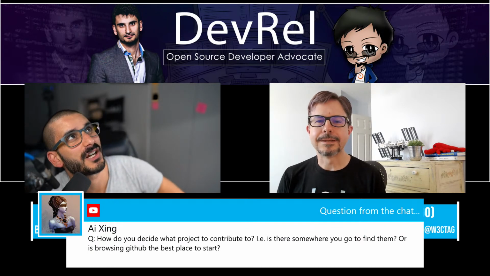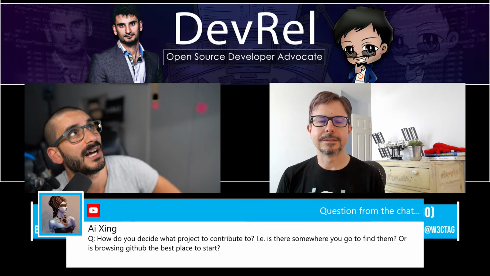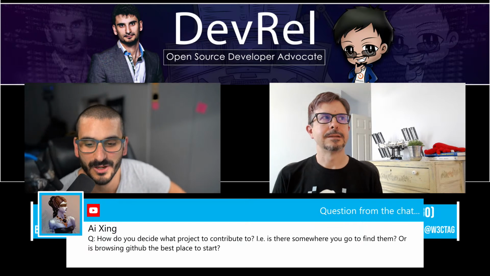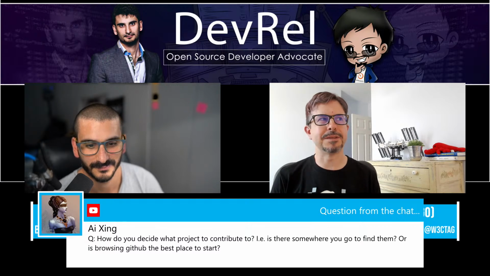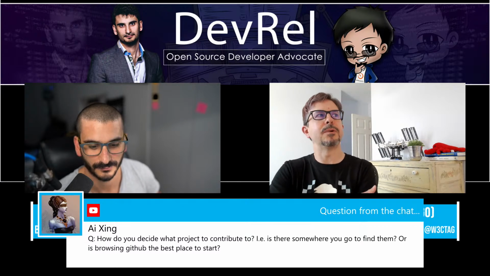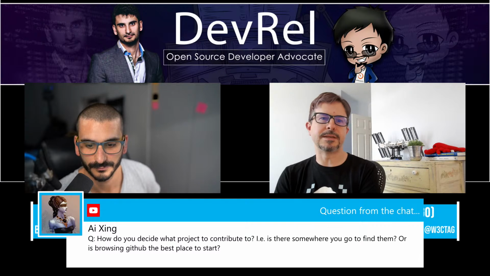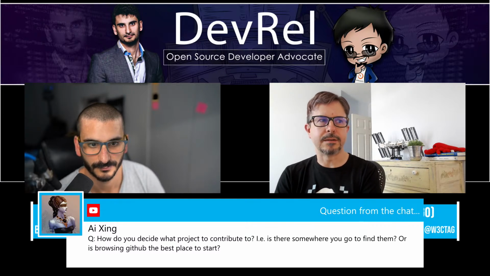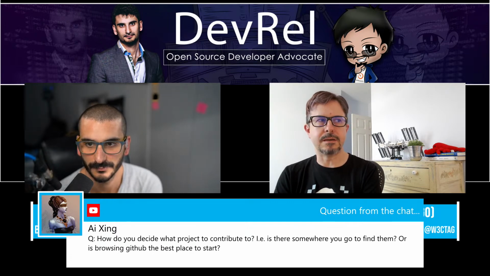From Azing: how do you decide what project to contribute to? I know we touched on this slightly earlier on, but it'd be good to reiterate for anyone new, or how to find them browsing GitHub, best place to start. Great question. I think it really depends on what you're involved in, or what your interests are too, what projects you're aware of. What things that you're using, which are on GitHub or which are in the open source domain.